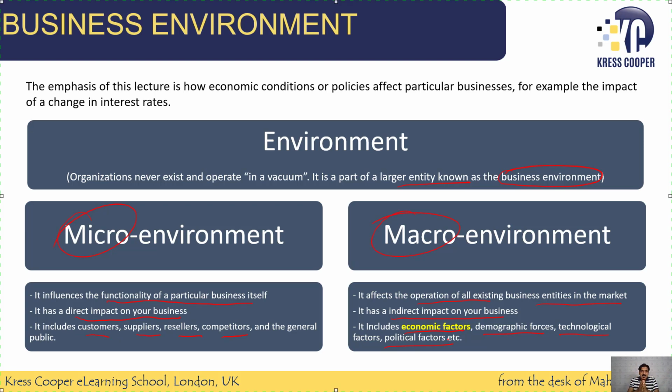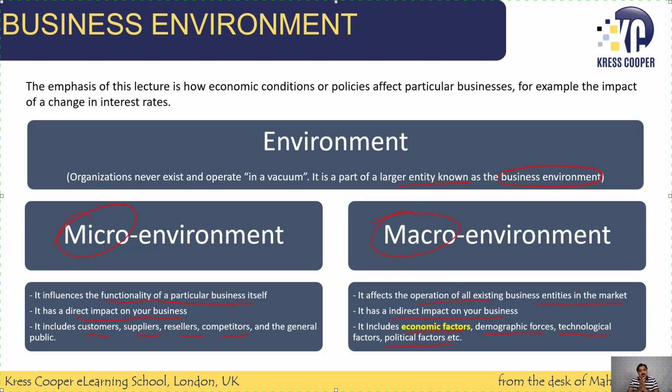So we can say business exists in an environment, and there are two types of environment. One is micro environment, second is macro environment. Micro environment will affect the business only. Macro environment will affect all businesses. Micro environment will have a direct impact on the business, while macro environment will have an indirect impact on the businesses. Micro environment includes directly related parties like customers, suppliers, competitors. On the other hand, macro environment includes various factors like economic factors, demographic factors, technological changes, political factors, which will have an impact on all businesses.